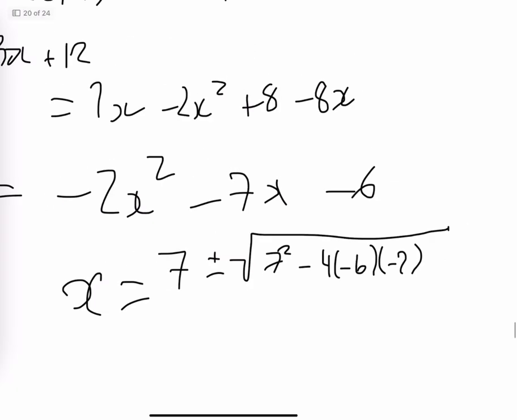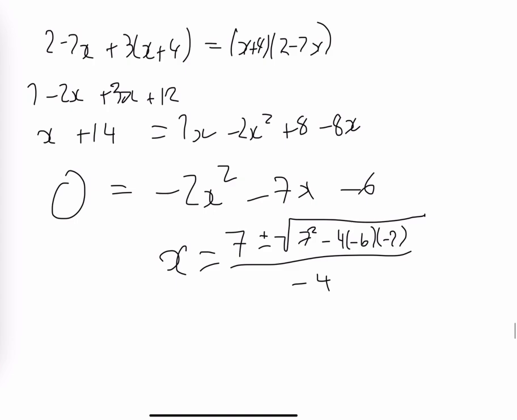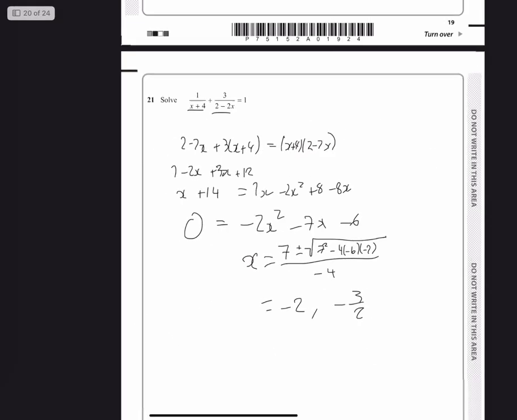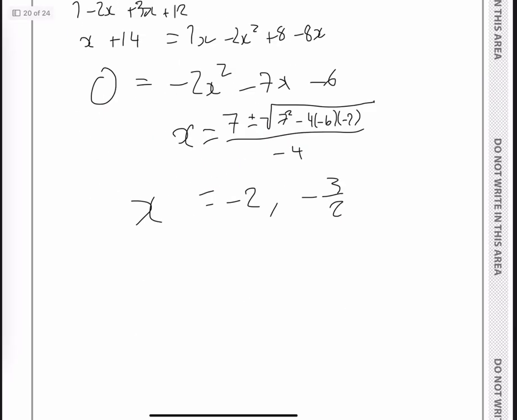All over 2a, which is minus 4. Which will then give us, unless I've made a mistake, which these numbers don't feel nice, so potentially, 7 plus the square root of 49 minus 48. That is actually very nice. So I probably haven't made a mistake. How lovely. So that gives us minus 2, and that gives us minus 3 over 2, which is our solutions. Moving on.